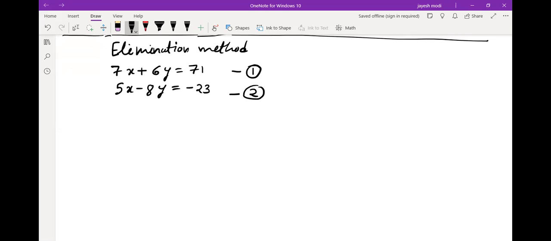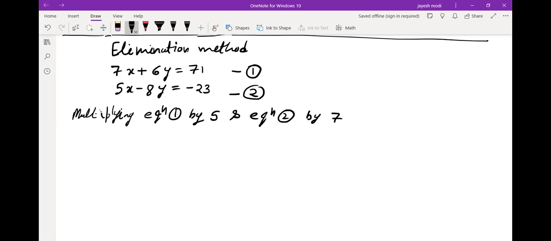Yes, sir. So we will multiply equation number 1 by 5 to make the coefficient of x as 35. 7 fives are 35. And multiply equation number 2 by 7 to make the coefficient of x again as 35. Okay. So we write multiplying equation 1 by 5 and equation 2 by 7. We have to write this statement also.